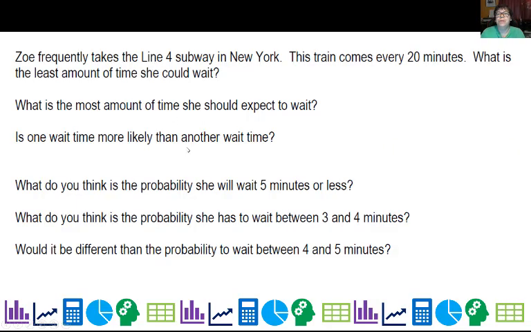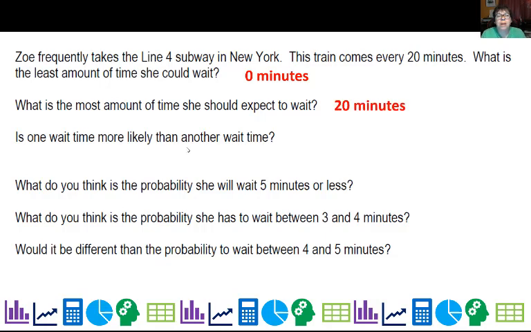All right, so first of all, let's go ahead and talk about density curves. And we're going to start with this example. Zoe frequently takes the Line 4 subway in New York, and this train comes every 20 minutes. What is the least amount of time she could wait? Let's just assume a normal schedule, going every 20 minutes. Well, the least amount of time she could wait is if she gets there just as the train's arriving and waits 0 minutes. What's the most amount of time she would wait? Well, if the train just left, the doors closed, she'd have to wait another 20 minutes.